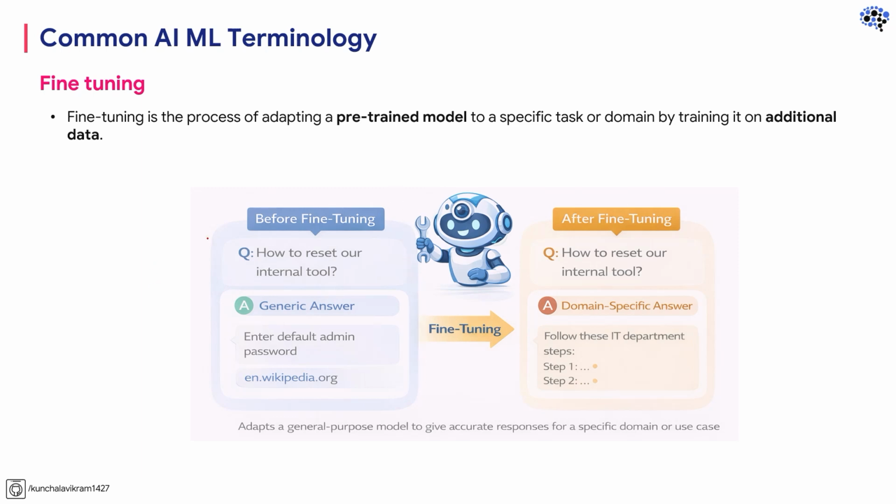But if I want the model to answer some of the questions which are very internal to my organization, what I can do is take a model and then tune it or train it on some more data, right? This extra data is my internal data, and the process of taking a pre-trained model and giving it domain specific knowledge is known as fine tuning. Now once the model is fine tuned, it can easily give responses from that fine tuned data.